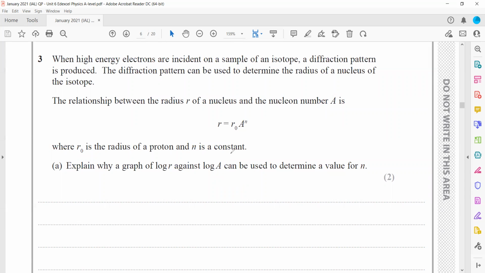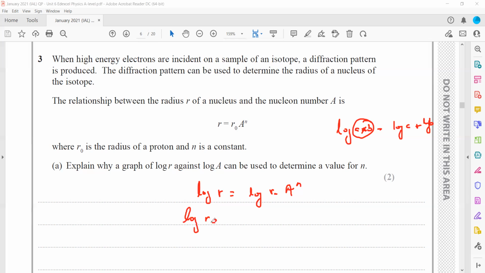So if I take log on both sides, log R is equal to log of R naught times A to the power n. Remember, whenever two quantities are multiplied inside a log, we can write them as an addition of logs: log of A times B equals log A plus log B. This is a characteristic of a log. So here we can write log R is equal to log R naught plus log A to the power n.